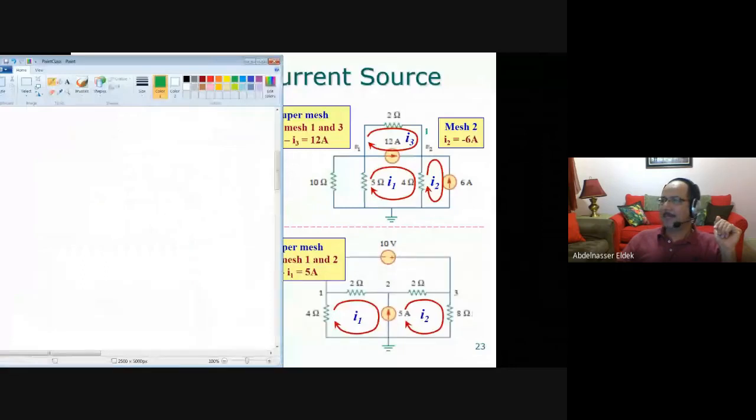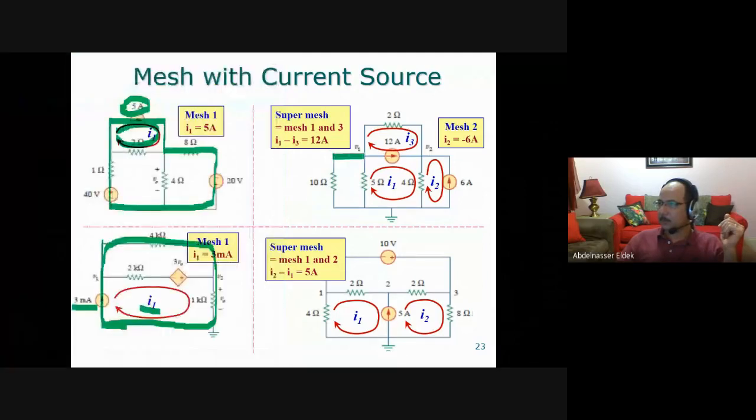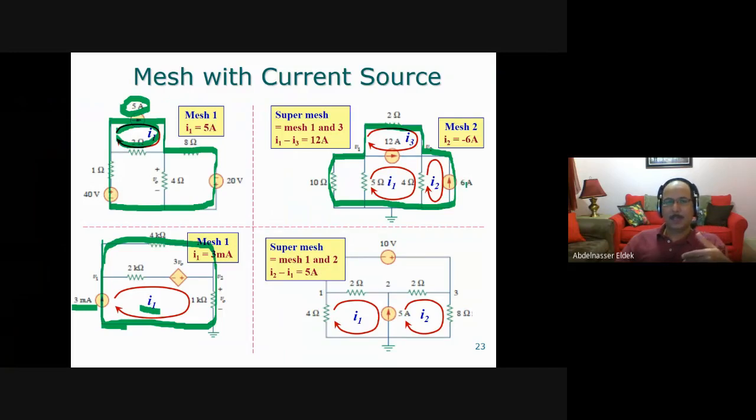Here, for example, you have this 6 ampere in the outer mesh. Where's the outer mesh? This is the outer mesh, the one outside. Of course, 6 ampere is in the outer mesh. Then in this case, I2 equals what? Equal 6 ampere. But positive or negative? In this case, it is negative, because 6 ampere is opposite to the mesh current. Then I2 is negative 6 ampere.